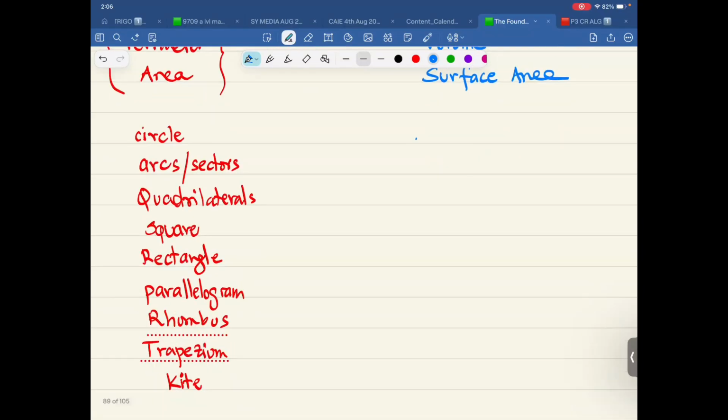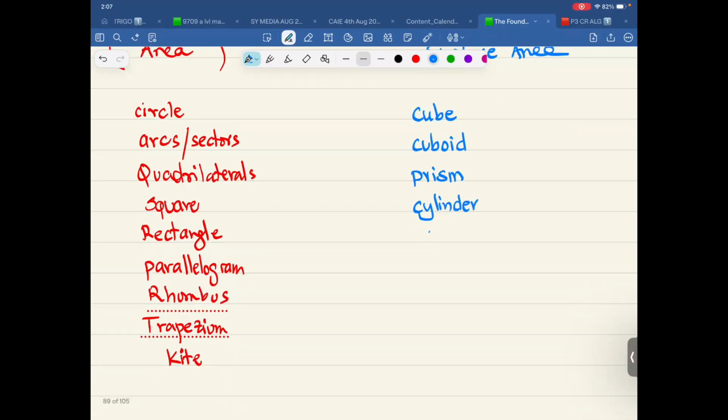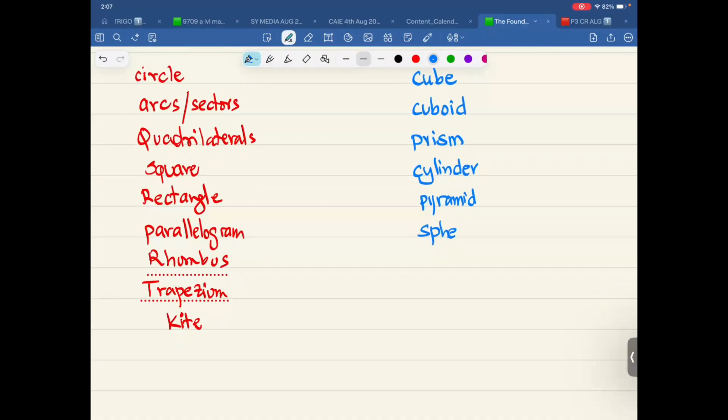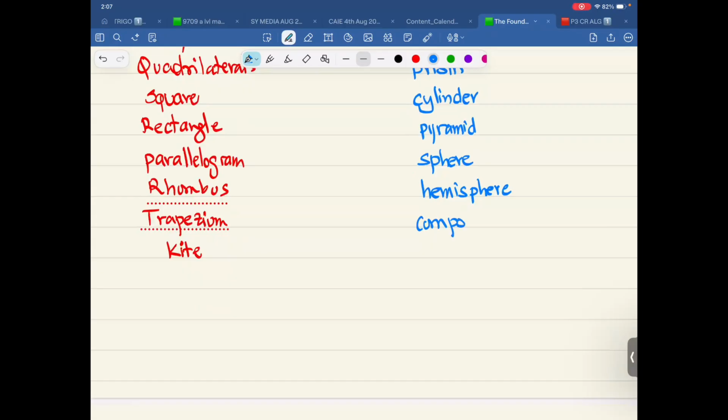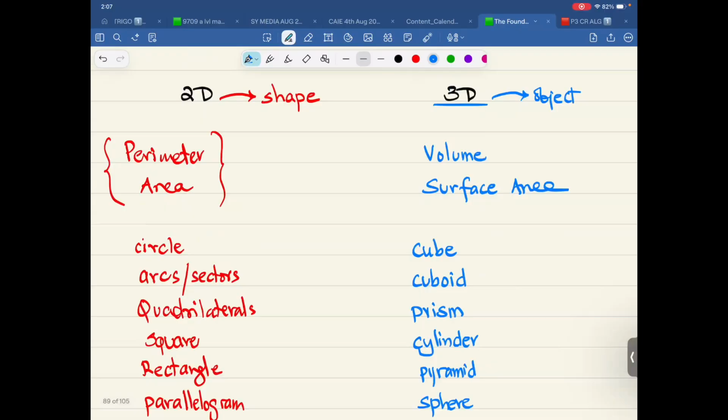And then we can talk about cube, cuboid, prism. We could talk about cylinder. We can talk about pyramid. We can talk about sphere. We can talk about hemisphere. And of course, some composite shape, a combination of two or more shapes. So everything in this respect is about volume and surface area.